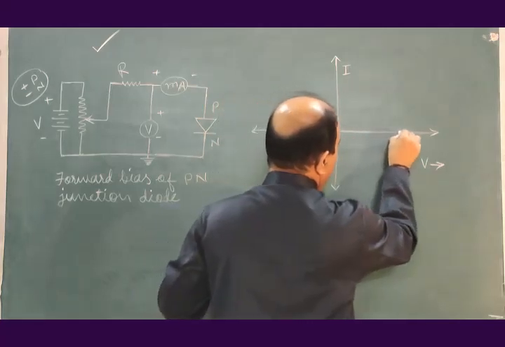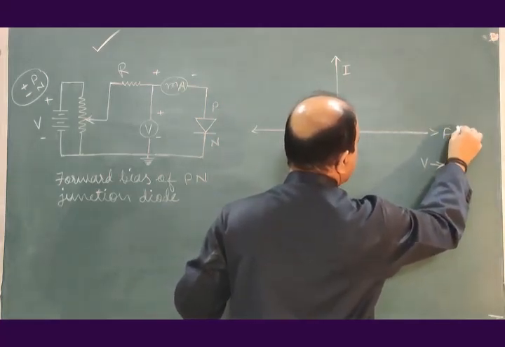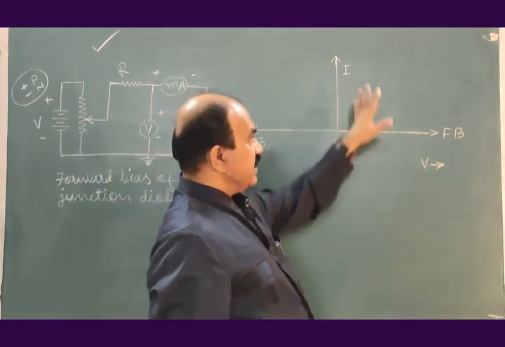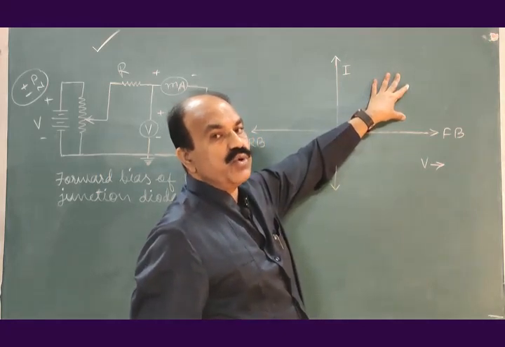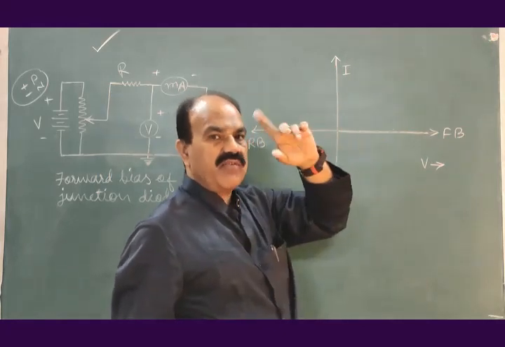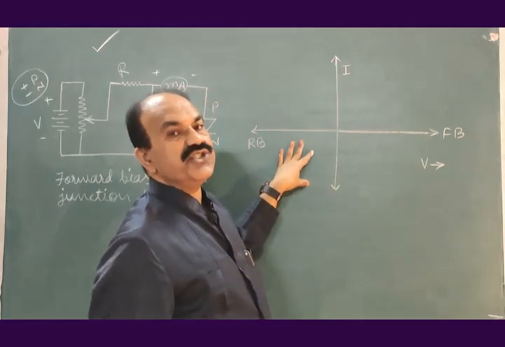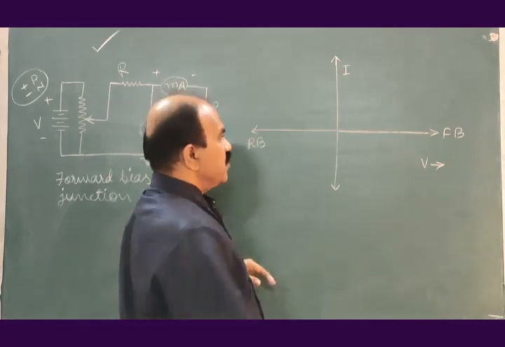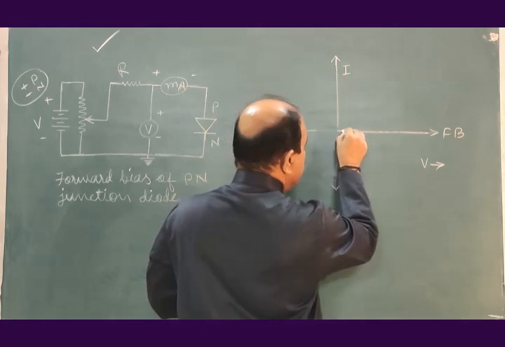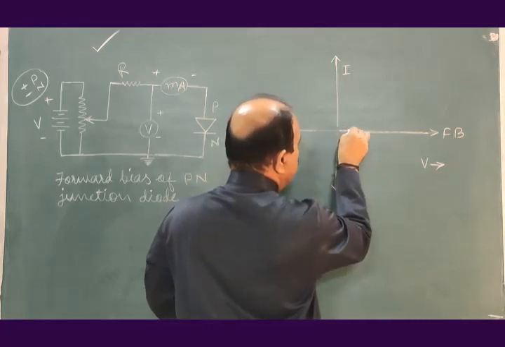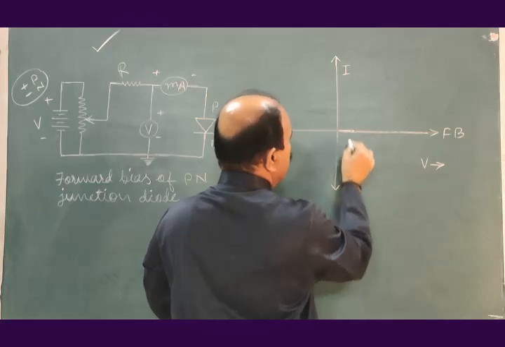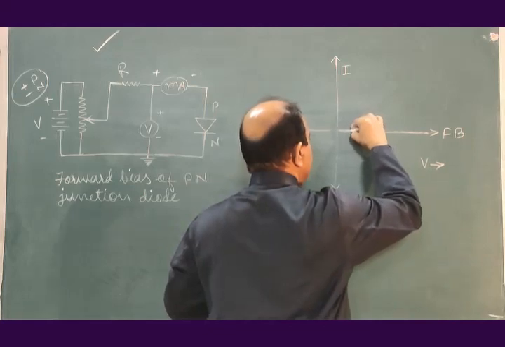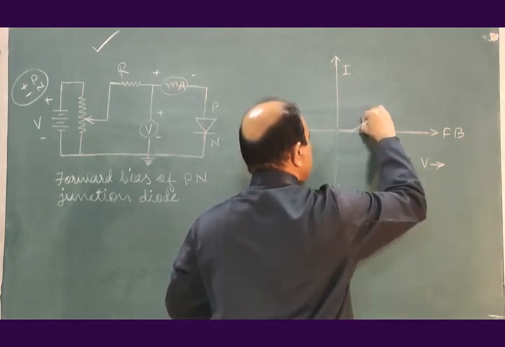This is for forward bias, this is for reverse bias. This quadrant is used to show the VI characteristics of the diode in forward bias. This quadrant is always used to show the VI characteristics of a PN junction diode in reverse bias. So what we find is that initially there is no flow of current through the diode when the voltage is increased up to this much value. After this we find that the current through the diode is increasing slowly.